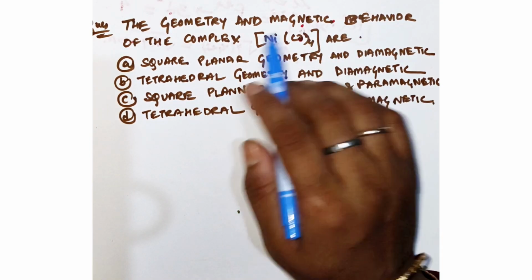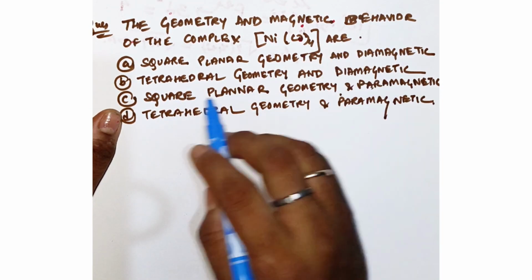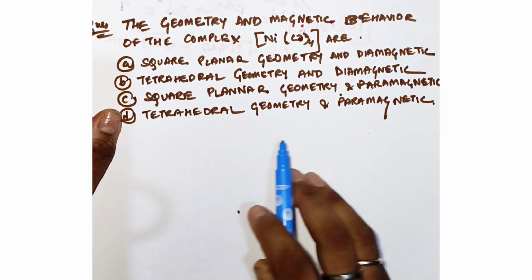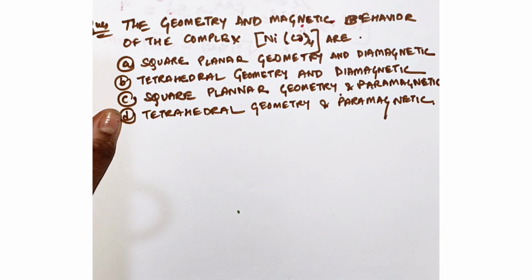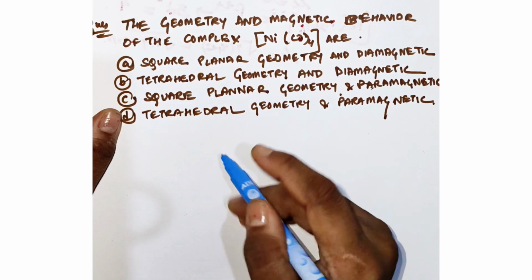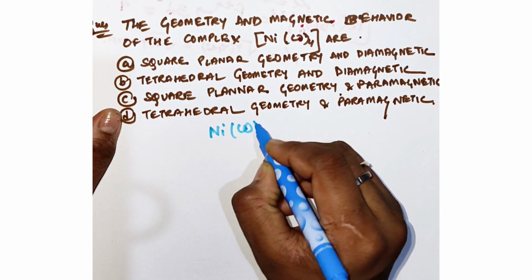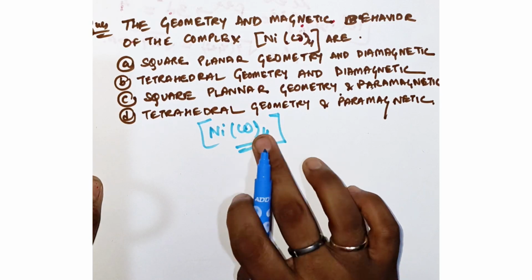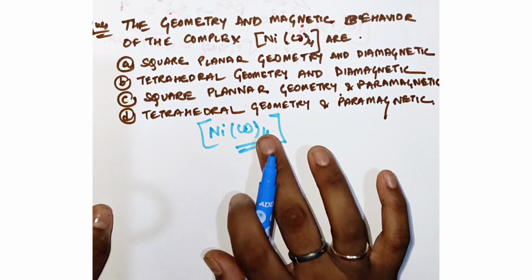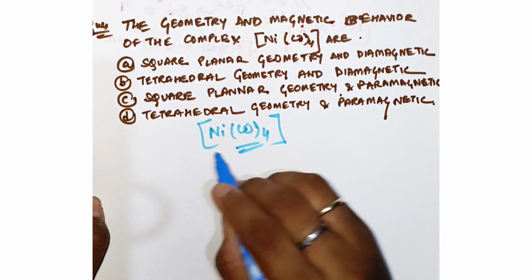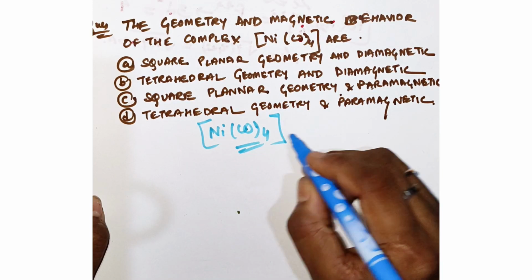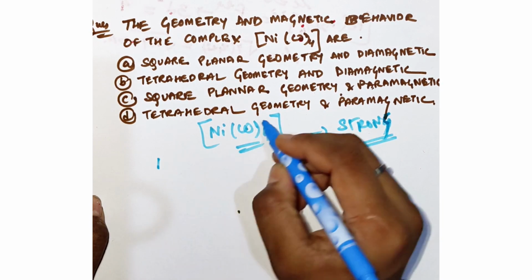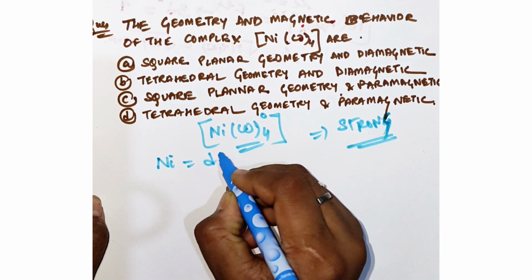Now, the geometry and the magnetic behavior of Ni(CO)4: square planar and diamagnetic, or tetrahedral and diamagnetic. You have to find whether the complex geometry is square planar or tetrahedral, so you have to find the answer for nickel Ni(CO)4. This one we have done in detail, in a long video only on Ni(CO)4. You can go through that. So here, carbon monoxide is a strong field ligand. What is nickel here? Nickel here is d8.